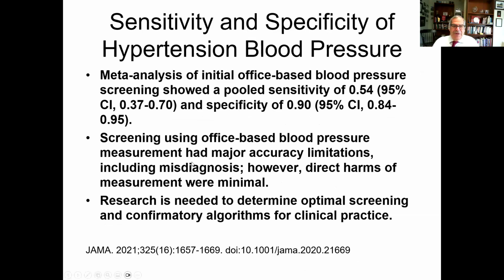Screenings using office-based blood pressure measurements had major accuracy limitations, with misdiagnosis, but however, direct harms of measurements were minimal. So there didn't seem to be a number of harms. And this is the diagnosis and the pieces that we have using sensitivity, specificity, and what is the purpose of what you want to do. But the direct harms seem to be minimal.